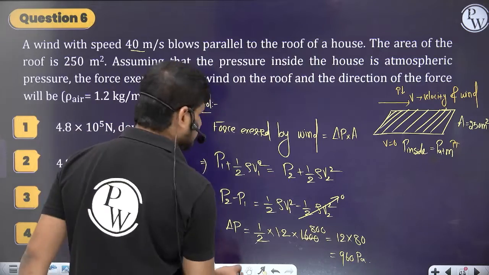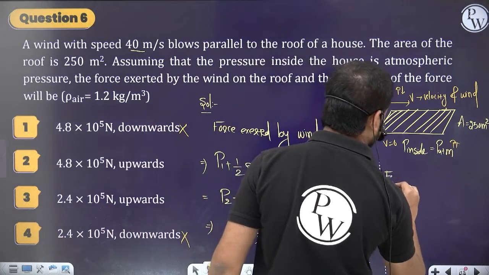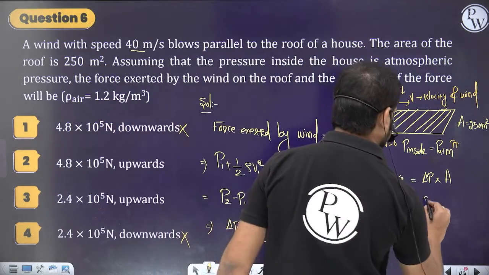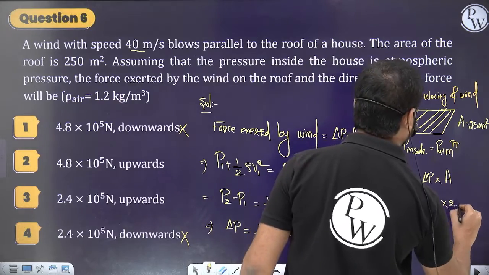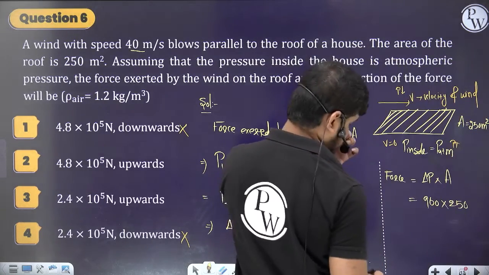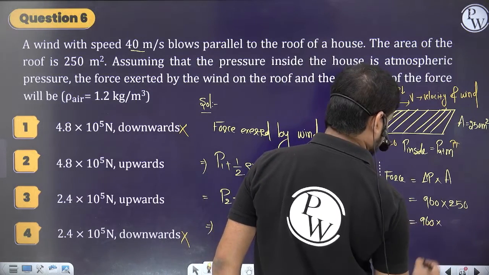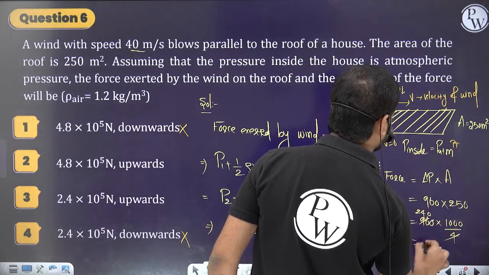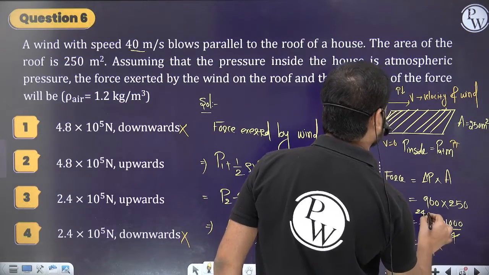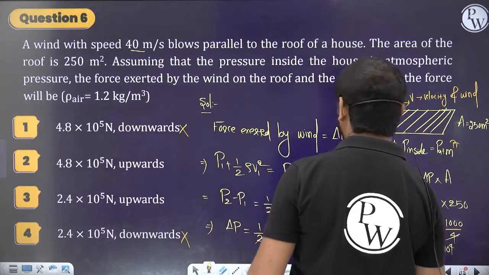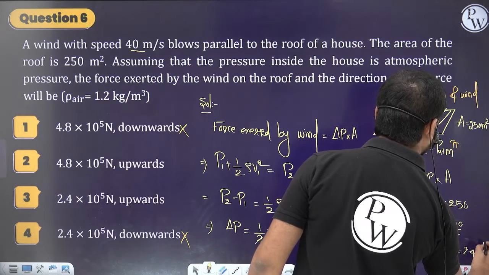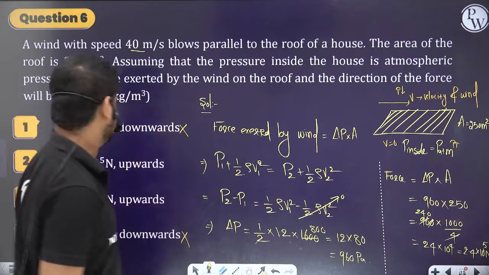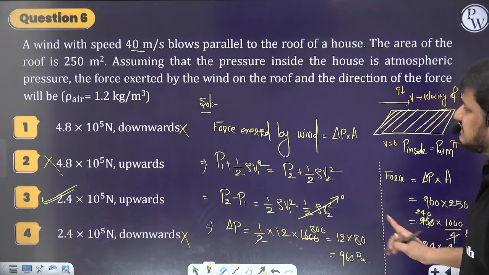Then what is required? The force exerted. The force is equal to the change in pressure into the cross sectional area. So 960 into 250. Let's write 250 as 1000 by 4. Then 960 divided by 4 is 240, so we get 240 into 1000, which is 2.4 into 10 to the power 5 newtons. The direction is upwards, since downwards is not possible. So 2.4 into 10 to the power 5 is the correct answer.